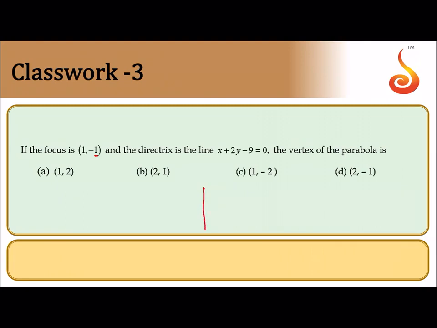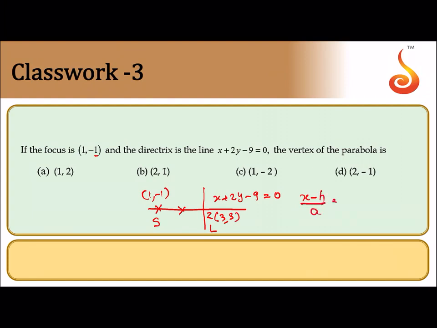Example 3. Focus is (1, -1) and directrix equation x plus 2y minus 9 equal to 0, then the vertex of the parabola. So this is the focus and this is the directrix. The vertex of the parabola is always the midpoint. So S is given as (1, -1). The foot of perpendicular from S to this line, we name it as Z. This will be (3, 3).